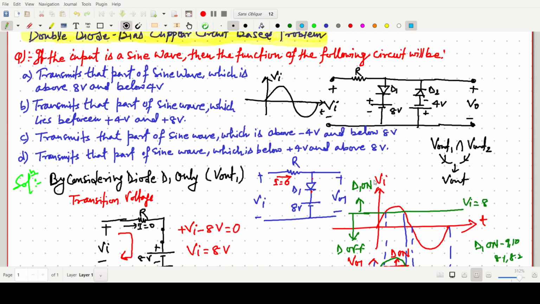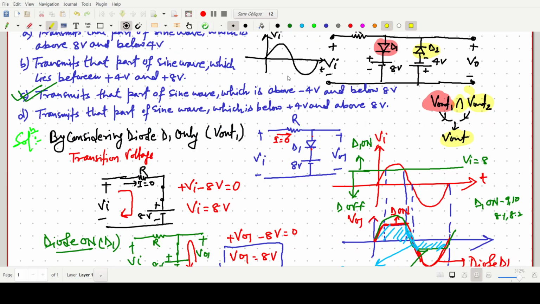So these are the options, and we check which portion of the curve will pass. The option will be to transmit that part of the sine wave which is above minus 4 volt and below 8 volt. In such a problem with two or three diodes, you first take the V output 1 due to one diode. Next, take the D2 output individually, step by step. Then take the common output, the intersection of both, which gives the final output response.